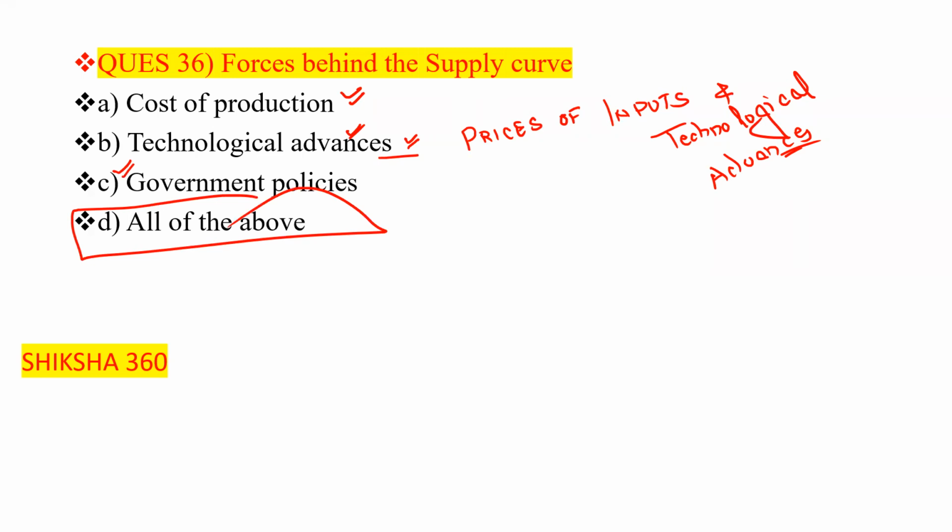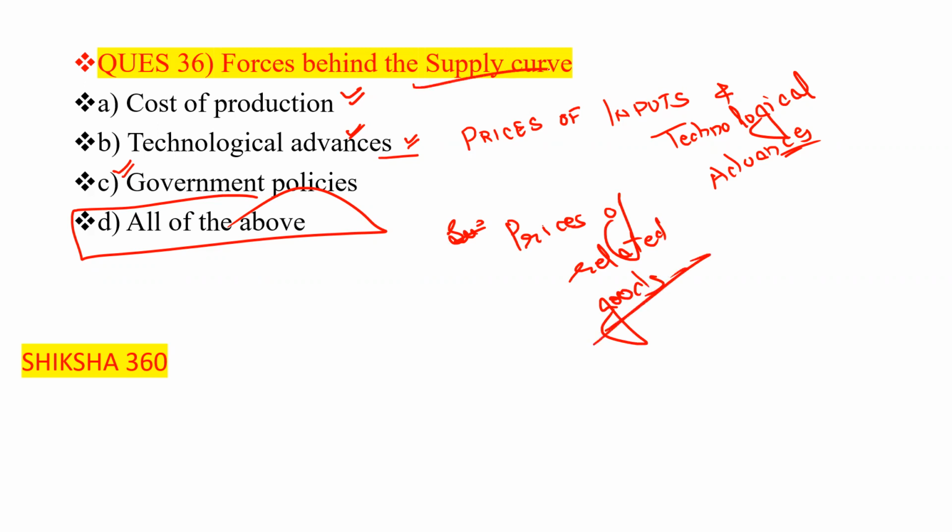So what are the forces behind the supply curve? First is the cost of production, second is technological advances, third is government policies. One more, which is not mentioned, is the prices of related goods. This is also one of the forces behind the supply curve. So all these are correct. Option D is the answer, all of the above. Now move to the next question.